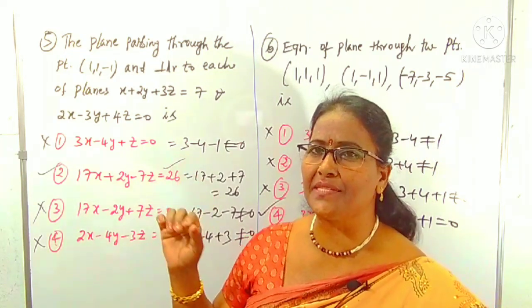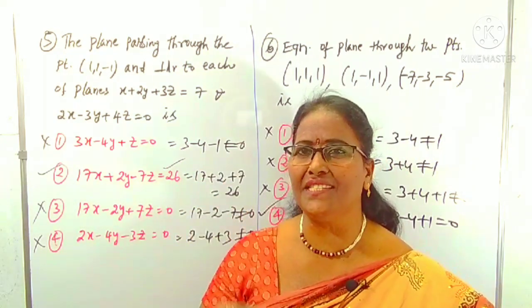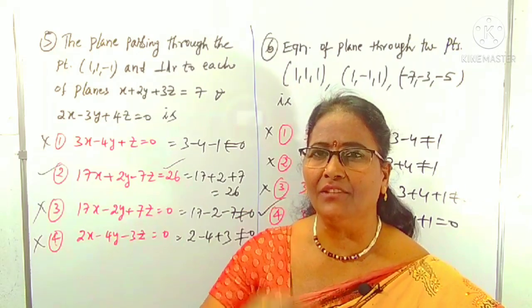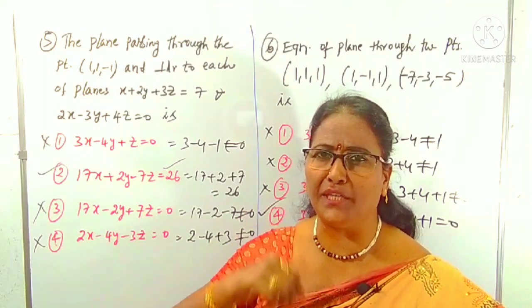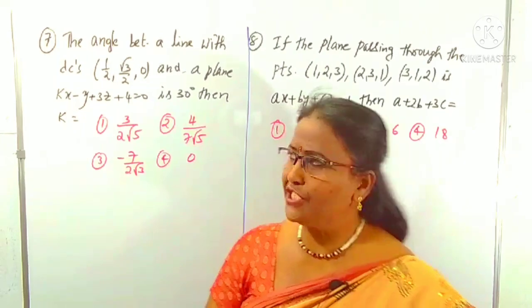That's it. Like that we can use options verification also. Here the method doesn't matter. We can get the quick solution, whatever way we can proceed. Right. The question number 7.